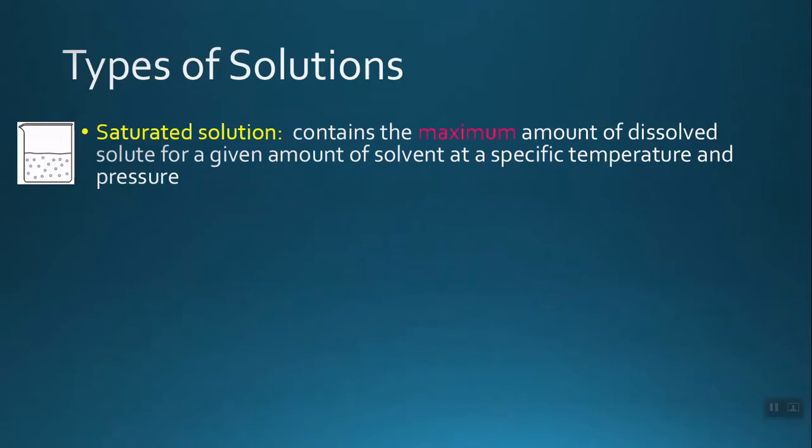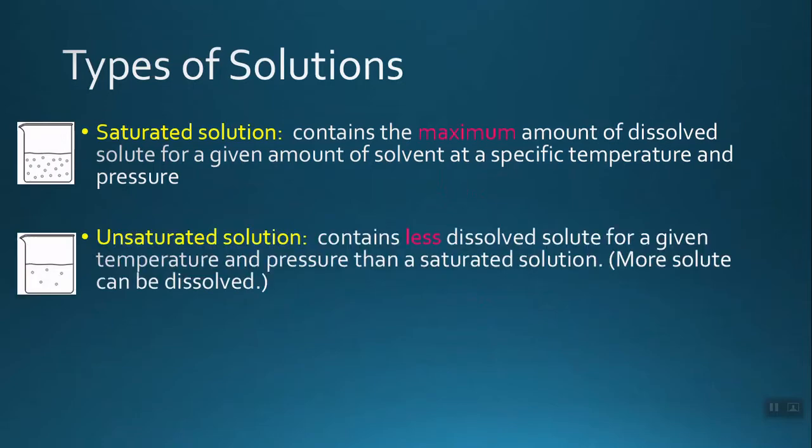So in a perfect Kool-Aid, it won't be too watery, and you won't have so much where you have solid that's not dissolving, right? So it's the maximum amount of dissolved solute for a given amount of solvent. Unsaturated solution means it contains less dissolved solute for a given temperature and pressure than a saturated solution, meaning more solute can be dissolved. So this might be your watered down Kool-Aid, right? You can keep dissolving and the Kool-Aid mixture will continue to dissolve, right? You won't see any solid in your pitcher of water, right? In your pitcher of Kool-Aid.